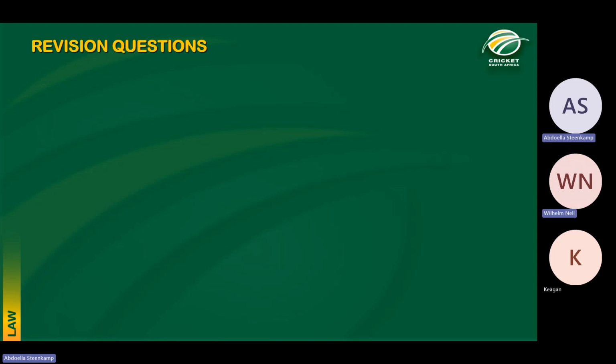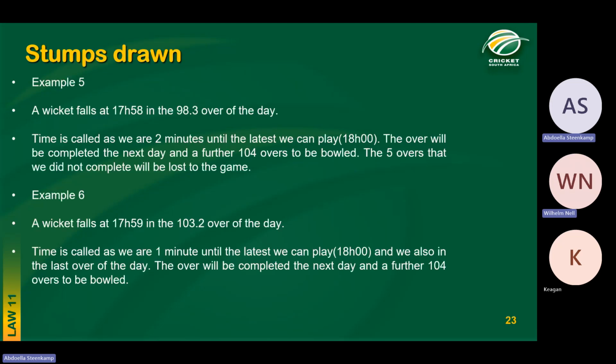Dula, those 4 balls that you need to bowl in the second morning won't count towards the 104 overs of that day. So it's those 4 balls plus a further 104 overs. That's why, if you read example 6, I say the over to be completed the next day and a further 104 to be bowled. Happy?